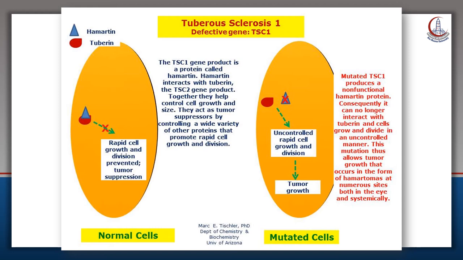This interaction between hamartin and tuberin acts as tumor suppression, controlling a wide variety of other proteins that promote rapid cell growth and division. So this is the normal cell. In the abnormally mutated TSC1, non-functional hamartin is produced, which does not interact with tuberin to control cell growth. So these cells divide in an uncontrolled manner, forming hamartomas of tumorous size, both in the eye and systemically.